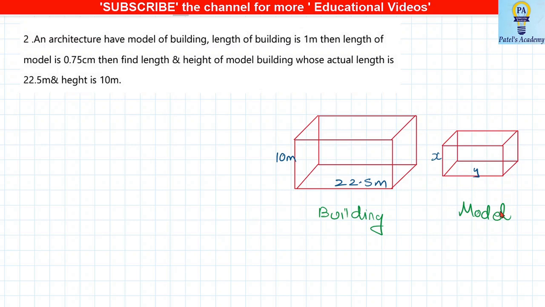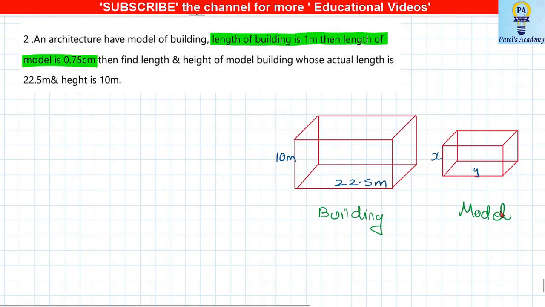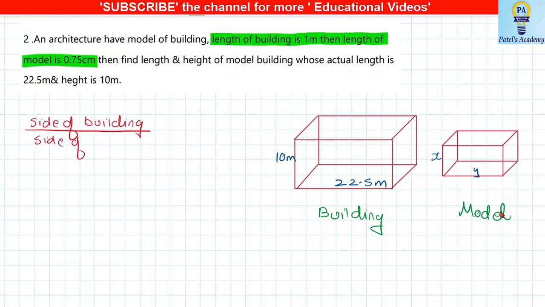So it is a building. We are reducing the size of the building and making a small model. Now understand this very properly. The length of the building is 1 meter, then the length of the model is 0.75 centimeter. Now what is the meaning of that? The meaning is this: side of building. Now see, when I'm using the word side, it could be length, breadth, or height, anything. So I'm using the word side. Side of building upon side of model equal to 1 meter upon 0.75 centimeter.